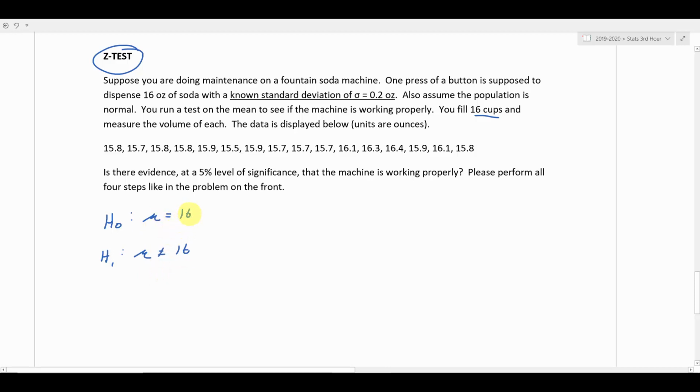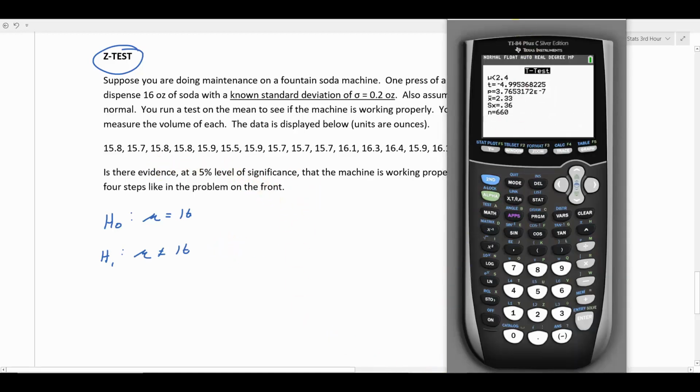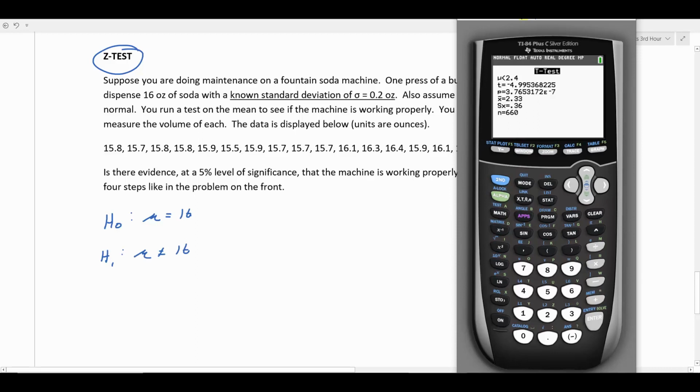So I'm going to go to stat and I'm going to go to edit and I'm going to enter in the data that they give me here into L1. Okay, I'm going to put all of that into L1. So go ahead and take a minute and do that. And once you're done, you can hit pause if you want and then click play when you're done. And then we're going to go to stat.